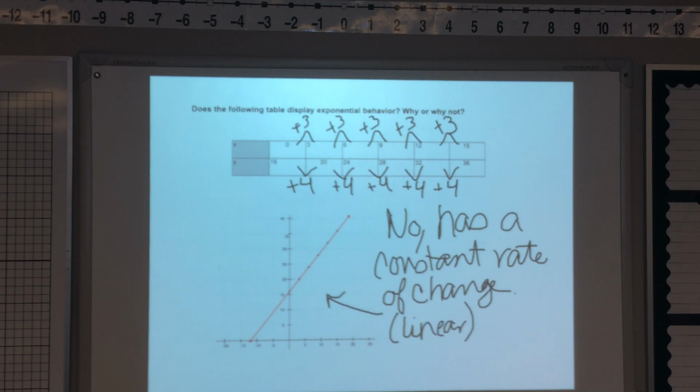Okay. And that's lesson 7.6 on exponential functions.